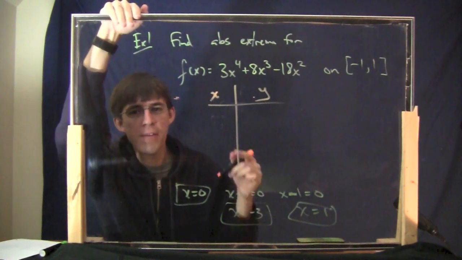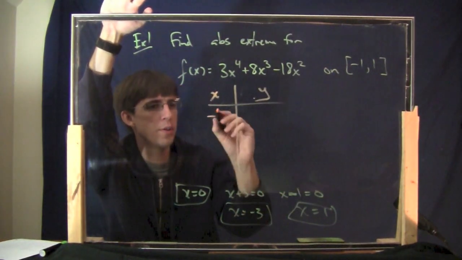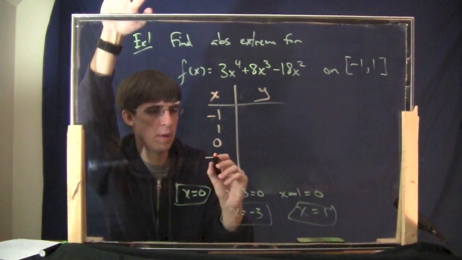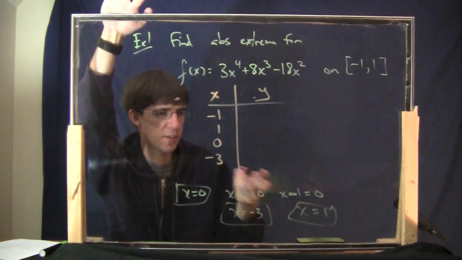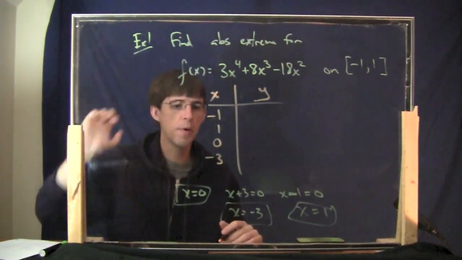Okay, what goes on the chart? Every critical number and also every interval endpoint. So minus 1 and 1 should go in there because they are the endpoints. And then also these three numbers, 0, minus 3, and 1. I guess you don't have to put 1 twice, right? It happens that the endpoint is also a critical number, whatever.